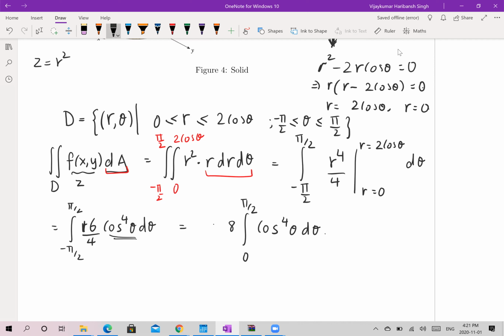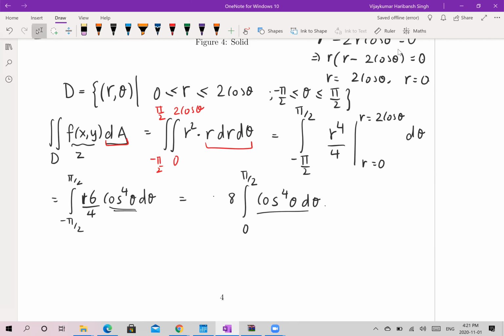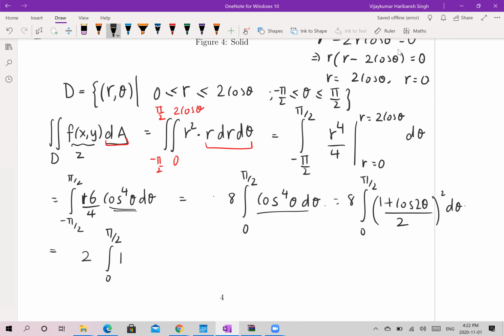So now we need to use the double angle formula. So what does the double angle formula tell me? It tells me that I can double the angle. So this is going to be 8 times 0 to pi by 2 of cos squared theta, which is 1 plus cos 2 theta divided by 2, the whole squared, d theta. Now this 4 can go out, so we have 8 by 4, which is 2, 0 to pi by 2. Now expand inside, so 1 plus 2 cos 2 theta plus cos squared 2 theta d theta.